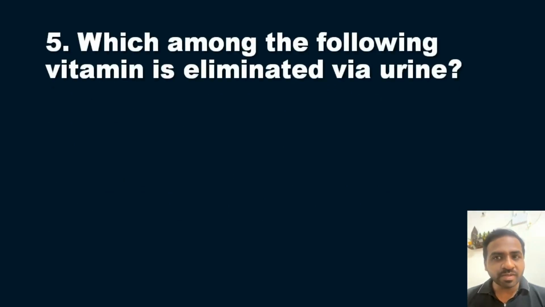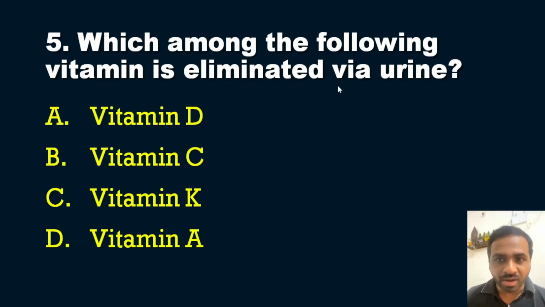Now we will move on to the fifth question from our series, and the question is from nutrition and is a very simple, very tricky question. Which among the following vitamins is eliminated via urine? The options are A, vitamin D, B, vitamin C, C, vitamin K, and D, vitamin A. So what is the answer, and why?